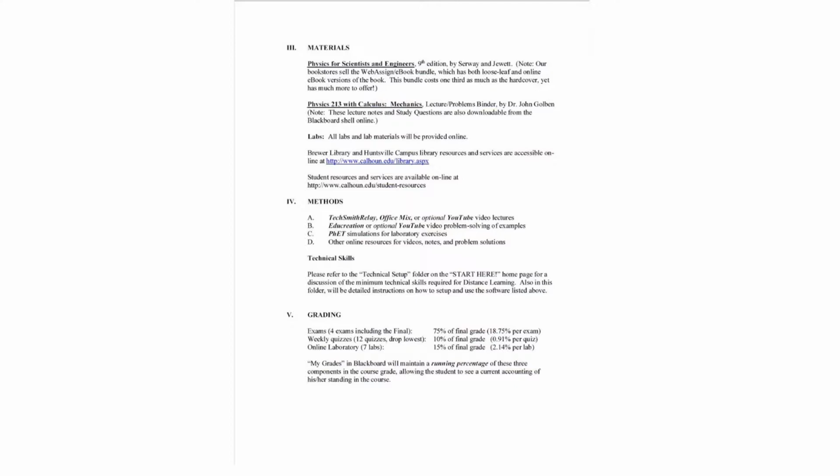You also may wish to purchase the binder that has my lecture notes and the problem questions, the Physics 213 with Calculus Mechanics binder, available at either bookstore, Huntsville or Decatur, for about 23, 24 bucks. You can get the same information online as PDF files in the Blackboard shell, but sometimes it's nice to have it already printed out for you and published in the binder. It's very convenient to have it that way.